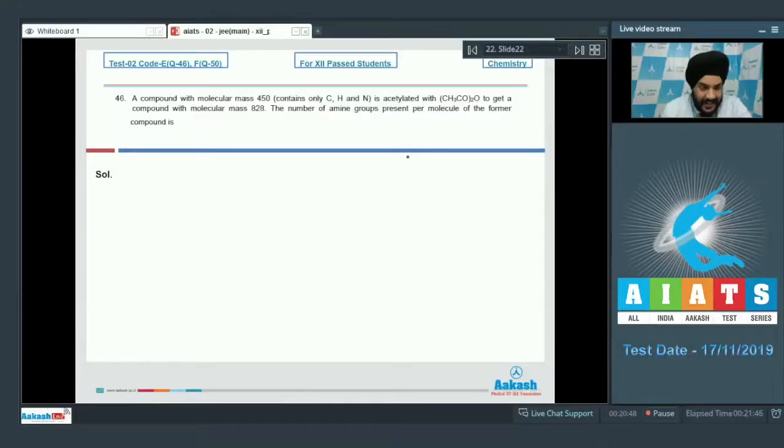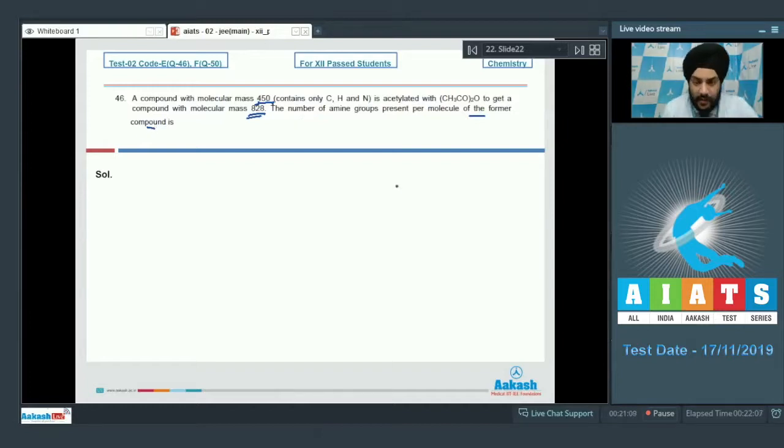We have question number 46 now. A compound with molecular mass 450, so it contains C, H, N only, is acetylated with acetic anhydride to get a compound with a molecular mass 828. The number of amine groups present per molecule of the former compound is.